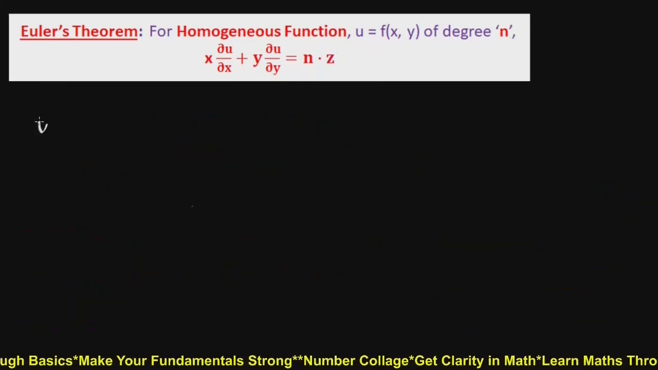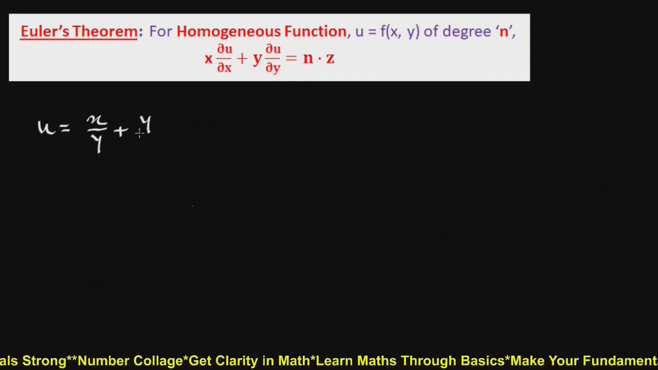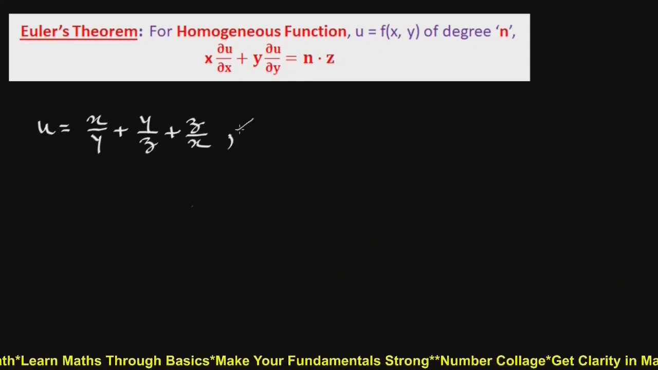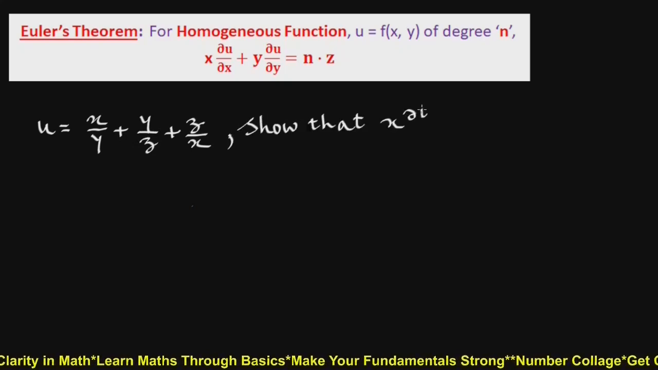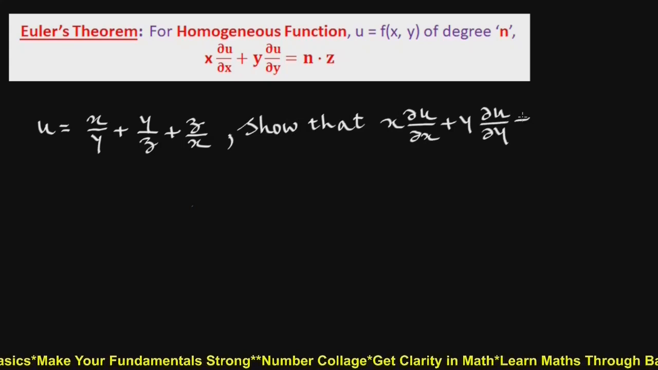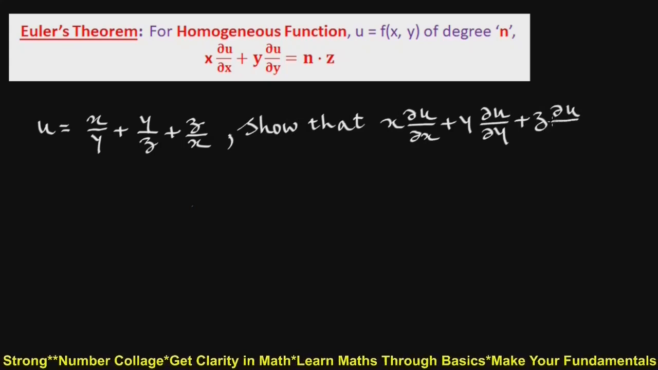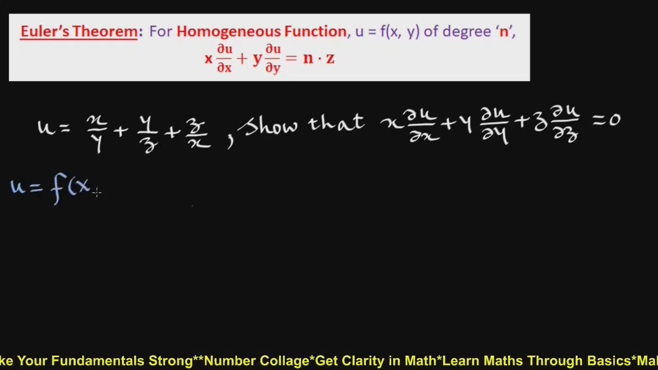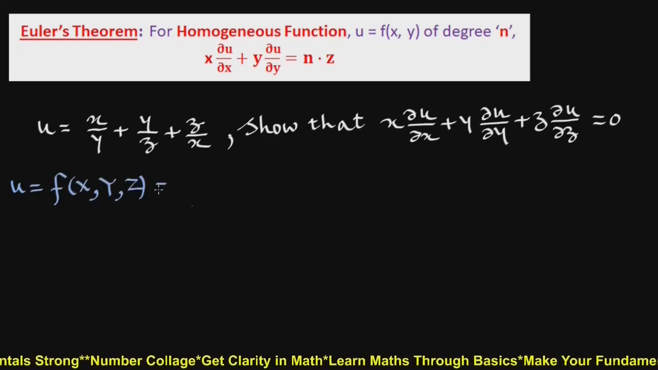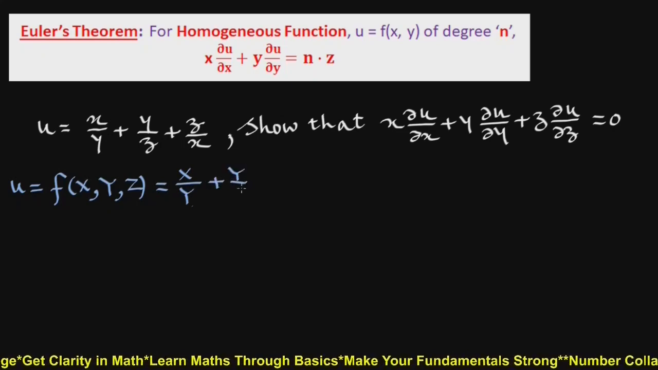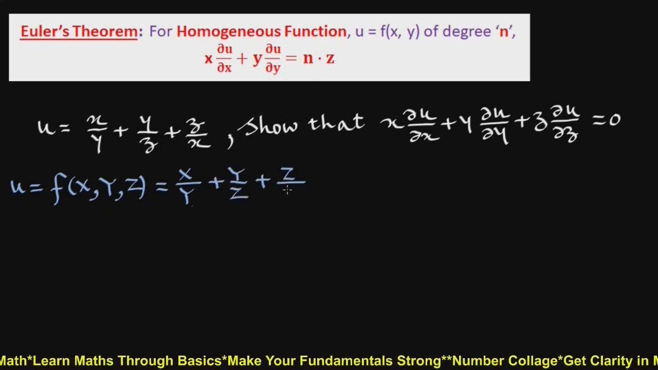If u equals x upon y plus y upon z plus z upon x, then we have to show that x ∂u/∂x plus y ∂u/∂y plus z ∂u/∂z equals 0. We have u equals f of x, y, z equals x upon y plus y upon z plus z upon x.